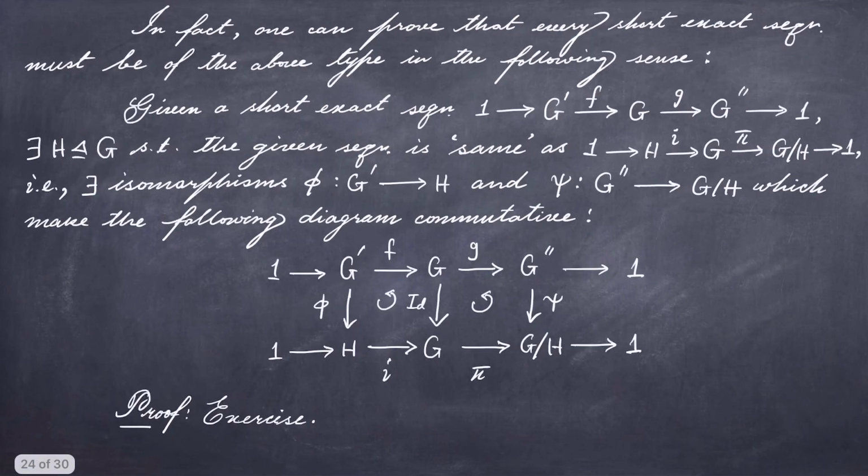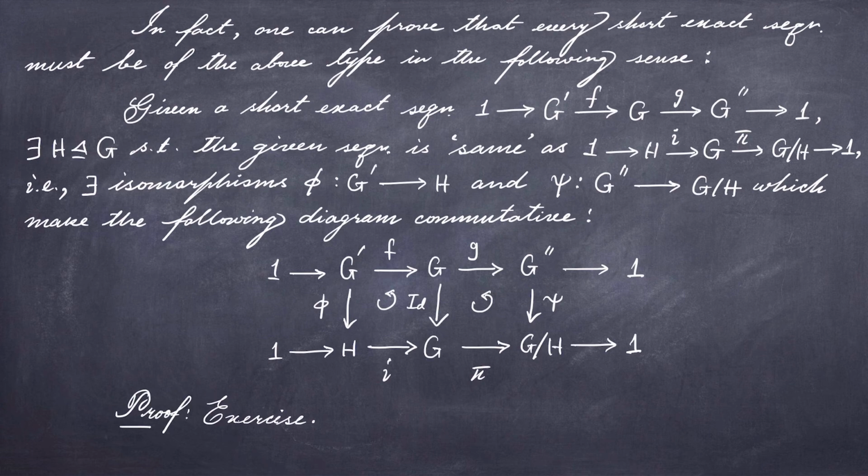So what I mean by this is the following. That is, given a short exact sequence, there exists a normal subgroup H such that this short exact sequence is the same as this short exact sequence. So here, by saying same, I mean that there are isomorphisms from G prime to H and G double prime to G mod H, such that the following diagram is commutative.